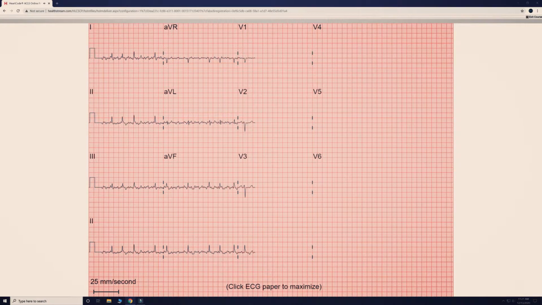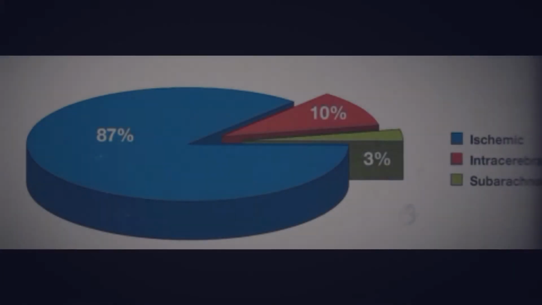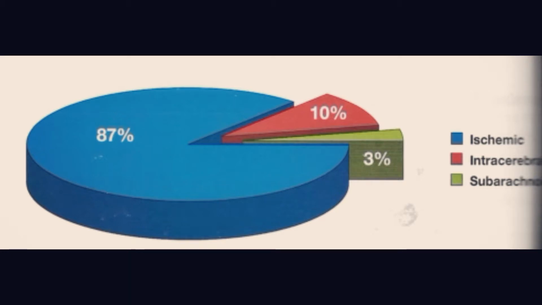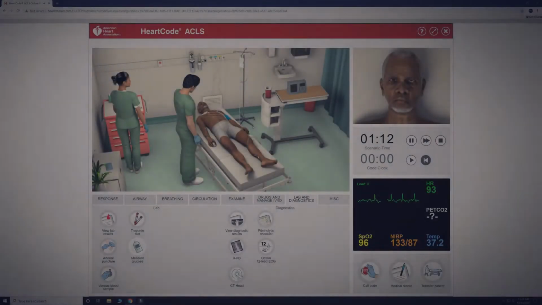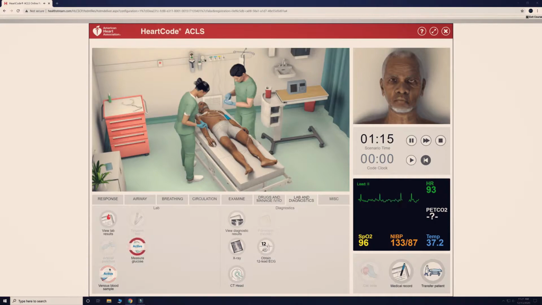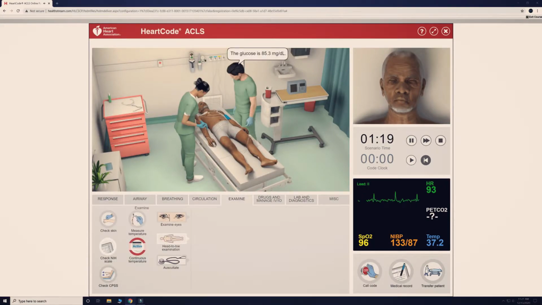It is worth noting that no arrhythmias are specific to strokes, but that AFib drastically increases the chances of an embolic stroke. This type of stroke accounts for approximately 87% of all strokes. We will get a glucose and a venous blood sample started while we continue to assess this patient.